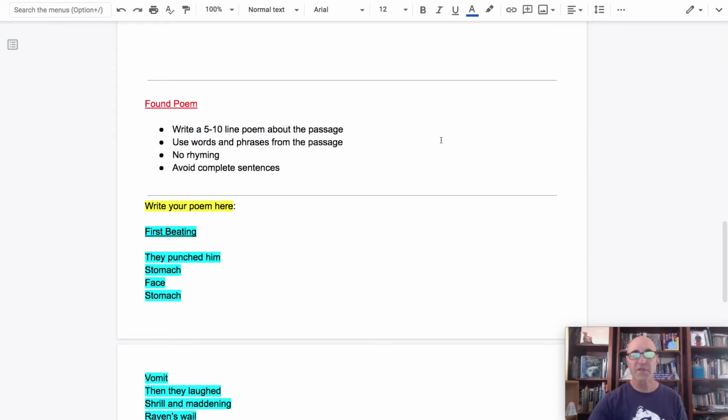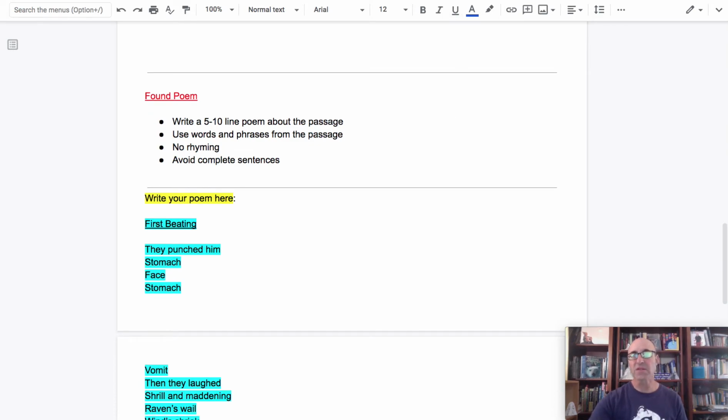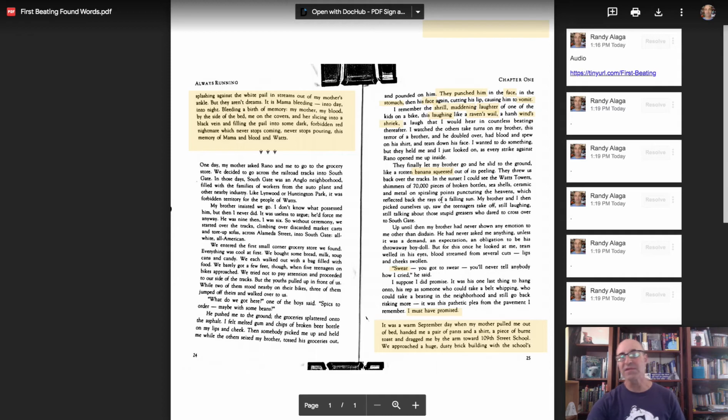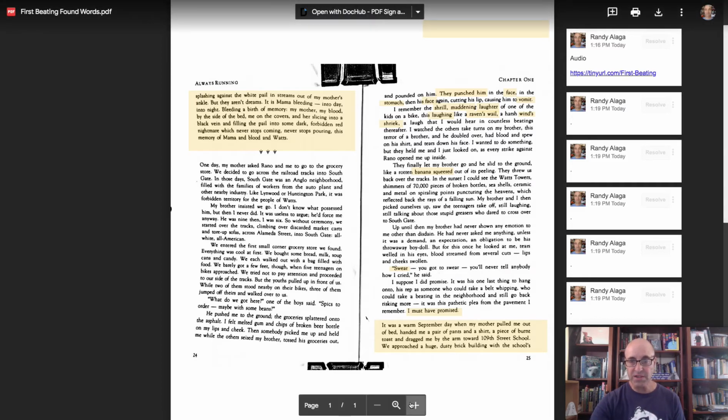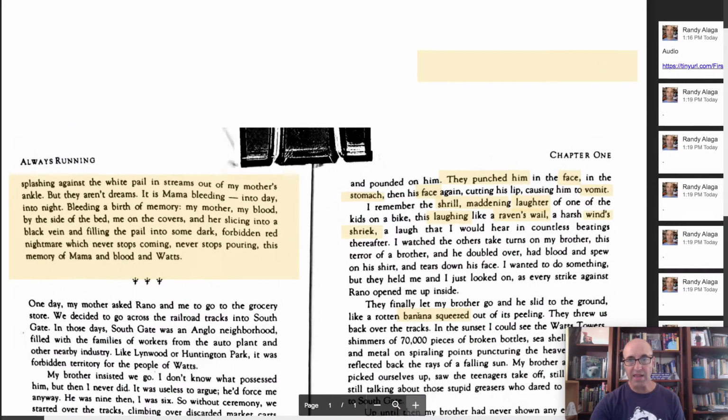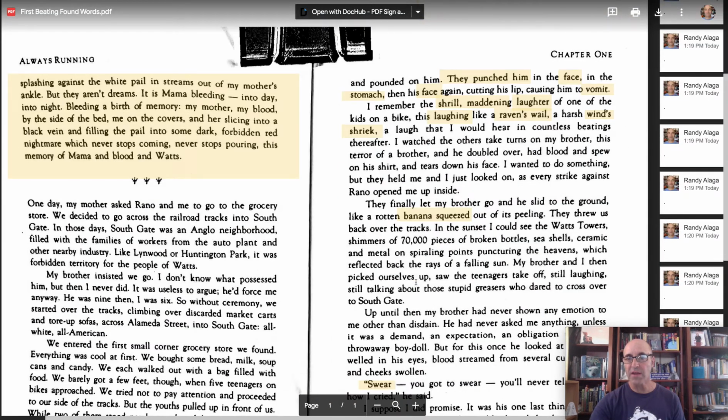So first, we look at the assigned passage. In this case, I'm going to be using a passage from Always Running. As I go through the passage, I am looking for central themes, images, something that stands out to me that I think is important to the passage. I then go through the passage and I highlight certain words and or phrases.